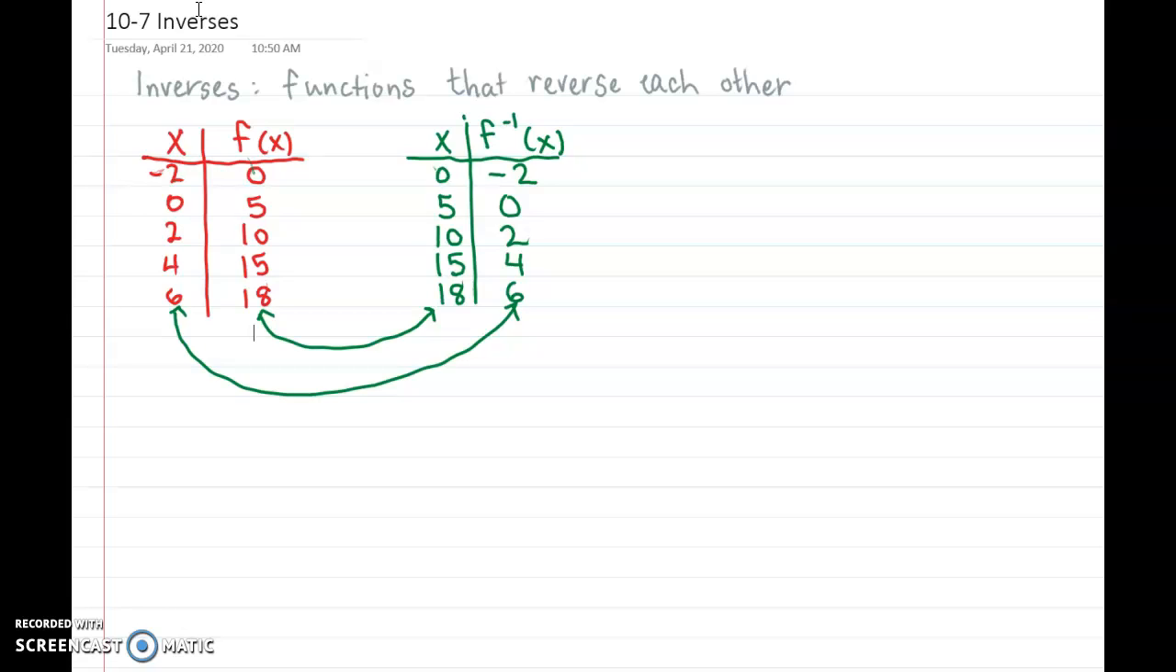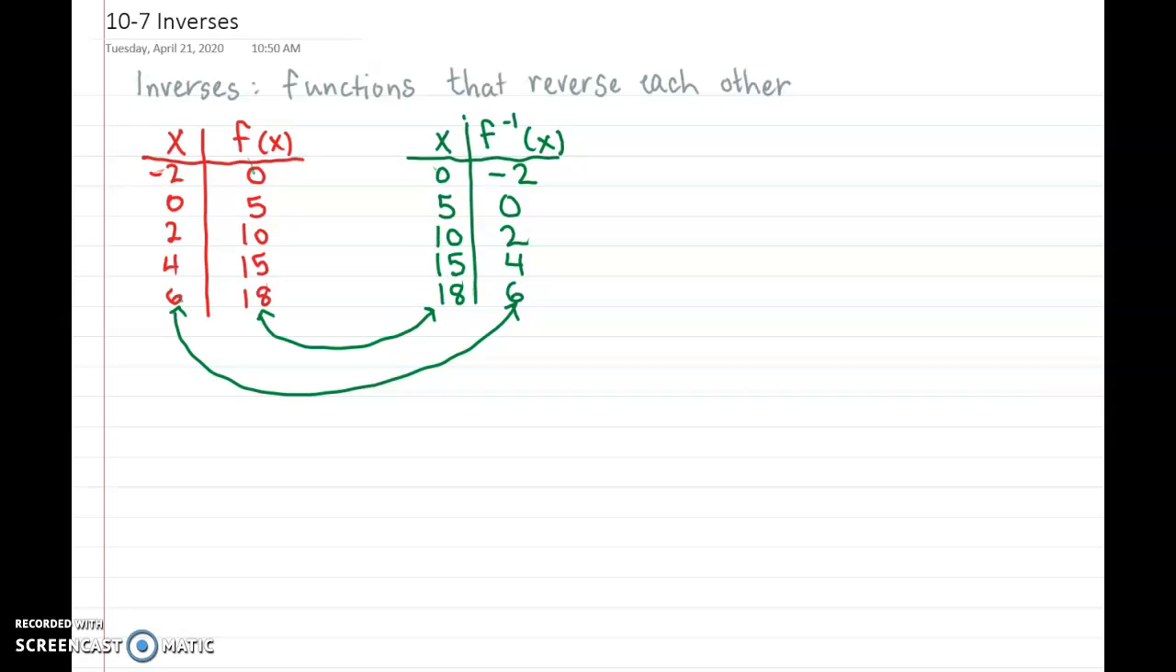So these are inverses because if I put an input into the function, like 6, the output for the function would be 18. If I take that and make it an input of the inverse, I wind up back at 6. And this is always true. So if you ever have to make a table of values for an inverse and you have a table of values for the function, all you basically do is swap the columns, because the x-coordinates become y-coordinates and the y-coordinates become x-coordinates.